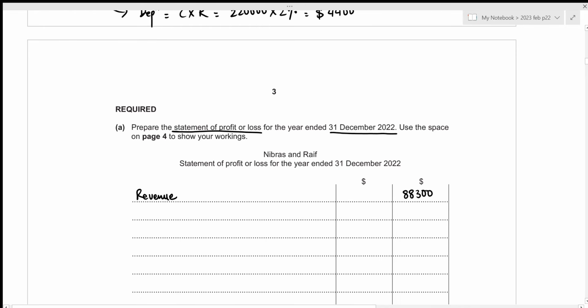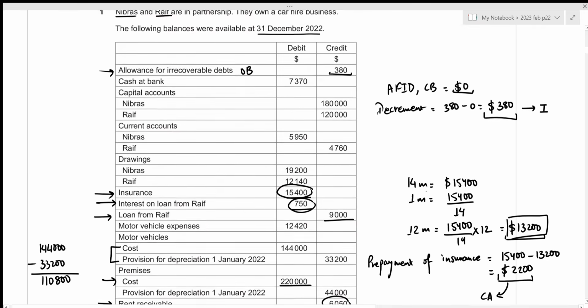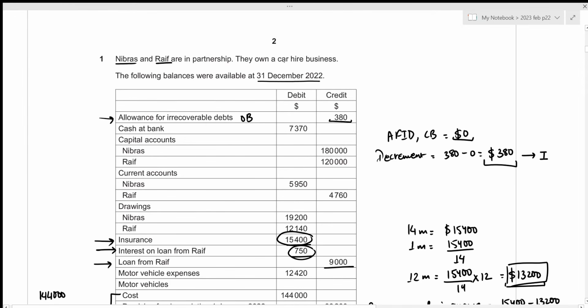Now, normally, if there was a trading business, we would have included our cost of sales section, right? But in this case, we know that it is a car hire business, which means that this is a service providing business. A service providing business does not have to purchase any goods for resale, which means that our cost of sales section will no longer be present in the case of service businesses. It will only be present in trading businesses.